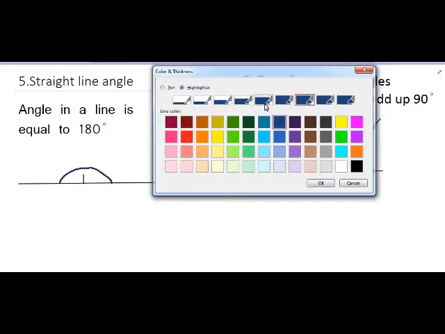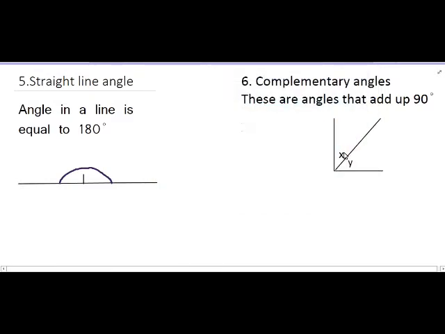Okay, sorry for that. Okay, we'll have two angles, angle X and angle Y.